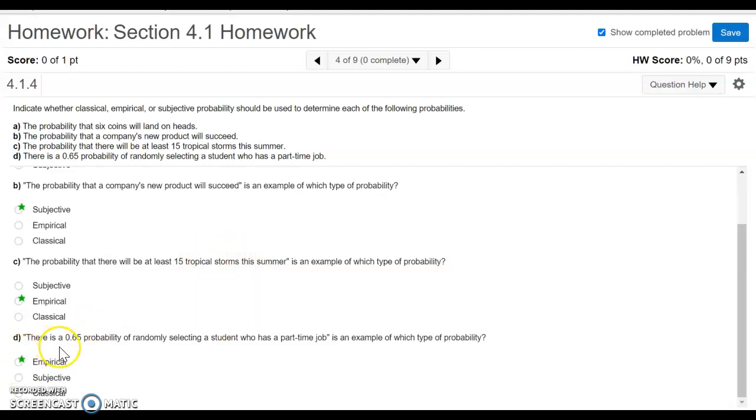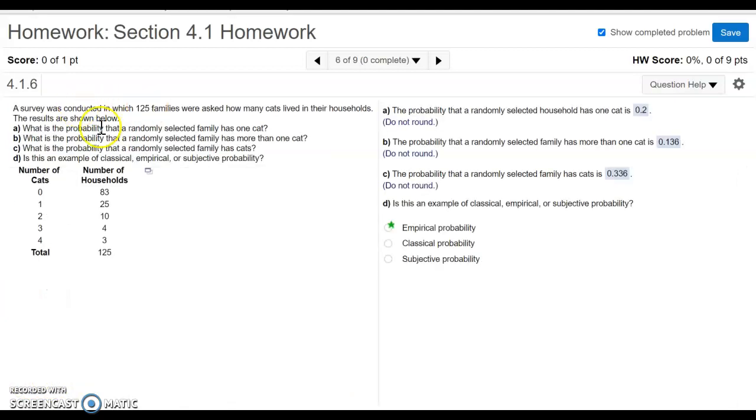Then D, there is a 0.65 probability of randomly selecting a student who has a part-time job. Here this is also going to depend on observed data. So this is empirical.